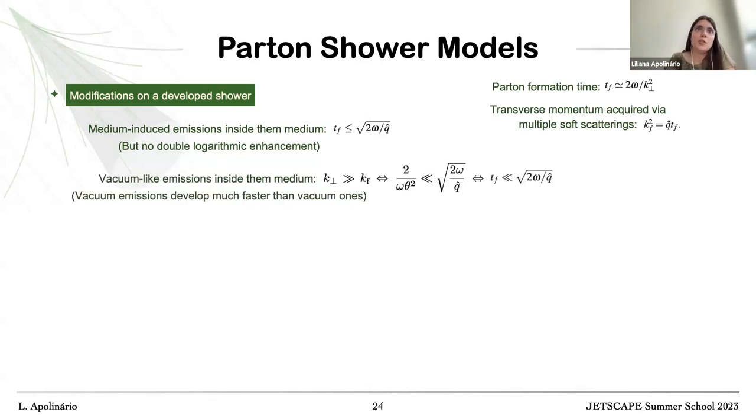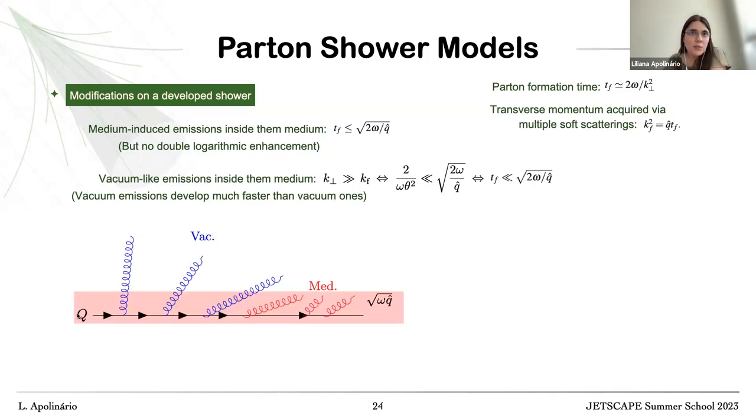Now let's look at vacuum-like emissions. Vacuum-like emissions typically have a transverse momentum much larger than the transverse momentum acquired by multiple scatterings, especially the first ones, which, as you know, are at the widest angle. If I translate this into a formation time again, I have this inequality that says the formation time of my vacuum emissions is much shorter than the formation time of my medium emissions. So the vacuum emissions develop much faster than the medium ones.